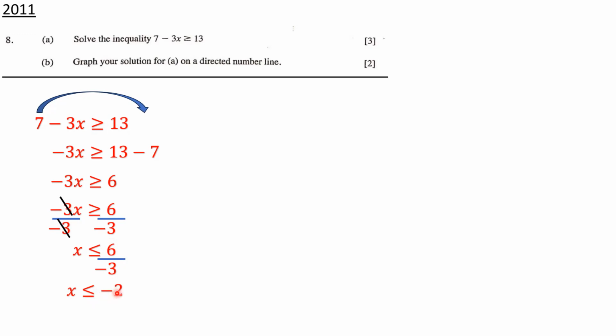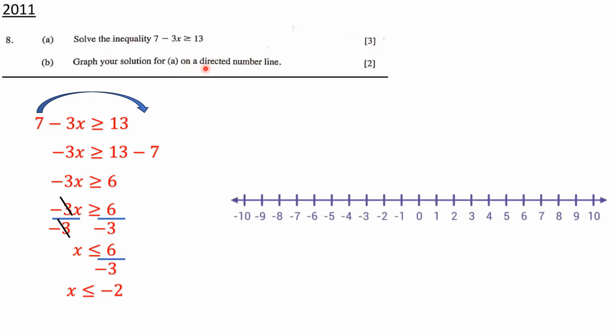Now we're going to graph our solution for A on a directed number line. And so what we have is our number line here. What we have to do is find negative 2. So we put a circle there, a shaded circle, because we have the line underneath. So we include negative 2 and we say less than. So it's going to be x is less than or equal to negative 2.